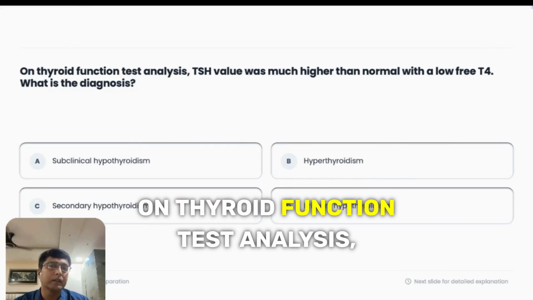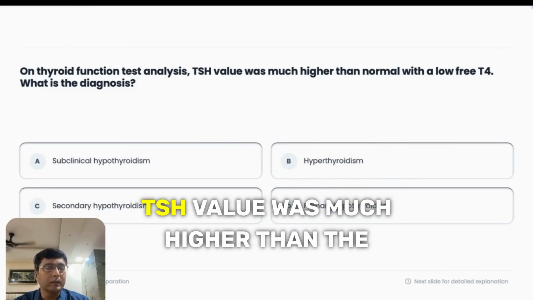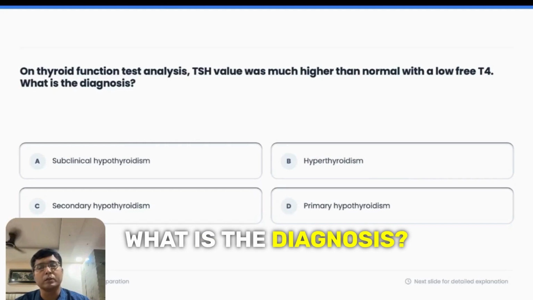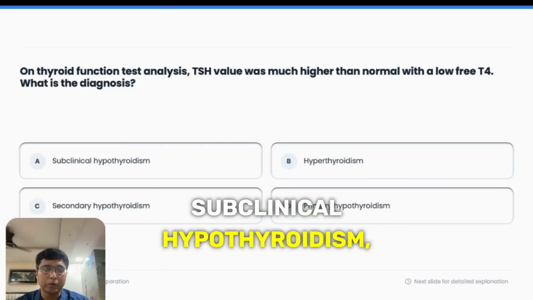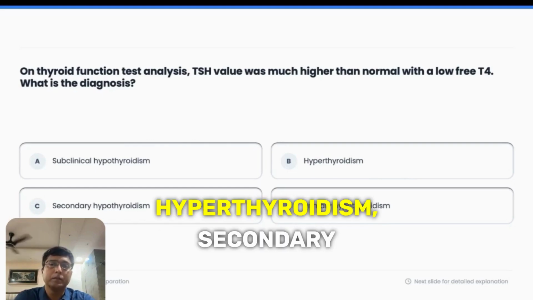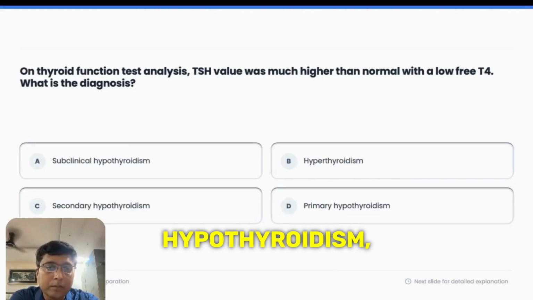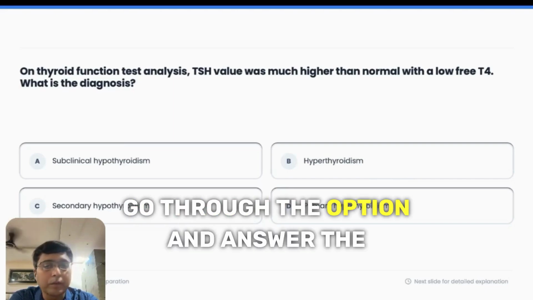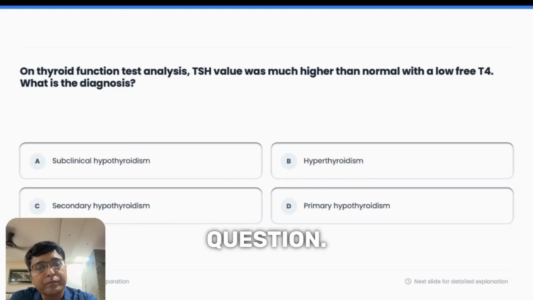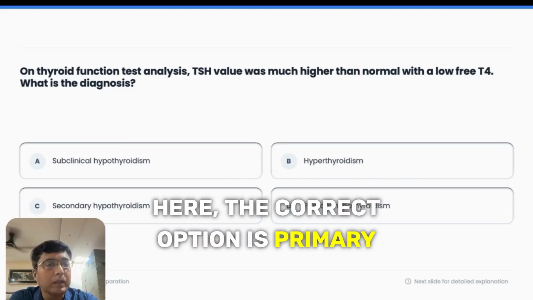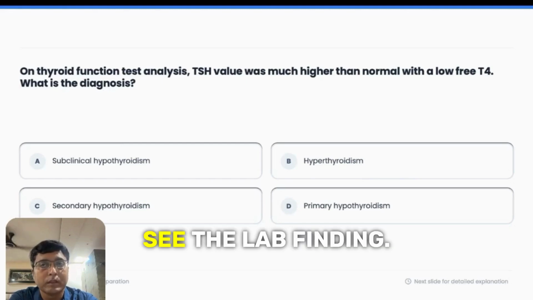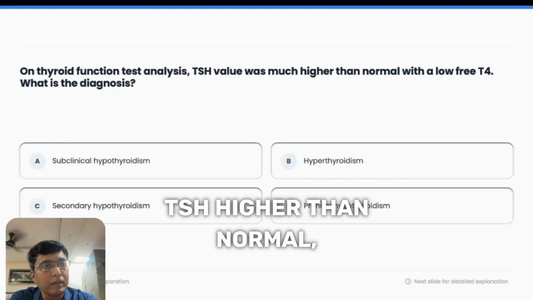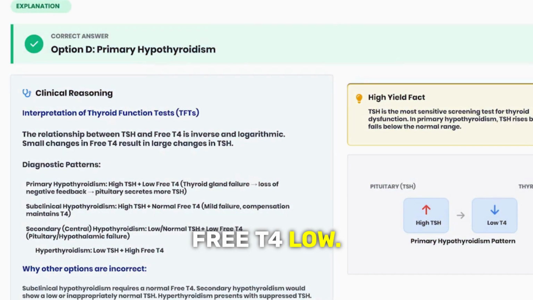On thyroid function test analysis, TSH value was much higher than the normal with a low free T4. What is the diagnosis? Options are subclinical hypothyroidism, hyperthyroidism, secondary hypothyroidism, and primary hypothyroidism. Go through the options and answer the question. Here the correct option is primary hypothyroidism. See the lab finding: TSH higher than normal, free T4 low.